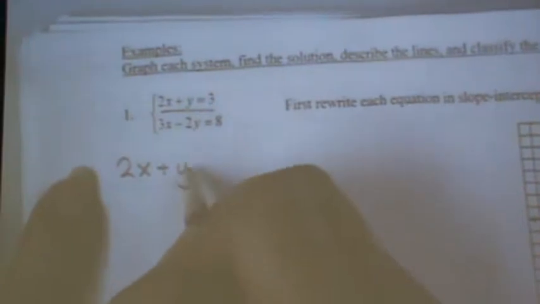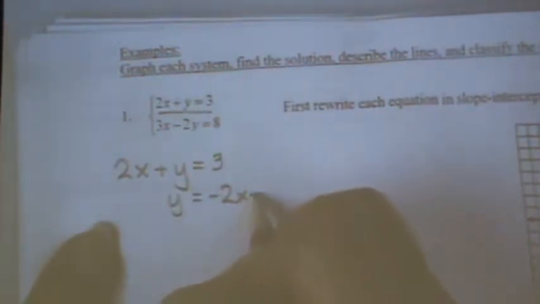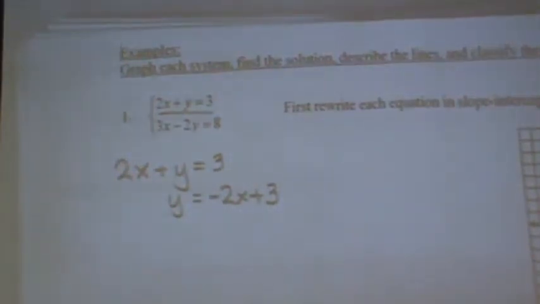Number 1. How will you graph the line 2x plus y equals 3? You have 2x plus y equals 3. I need to see the picture of this relation. So what am I going to do? How do I graph this? Rewrite it in slope-intercept form. So simply subtract 2x, and you get y equals -2x plus 3.